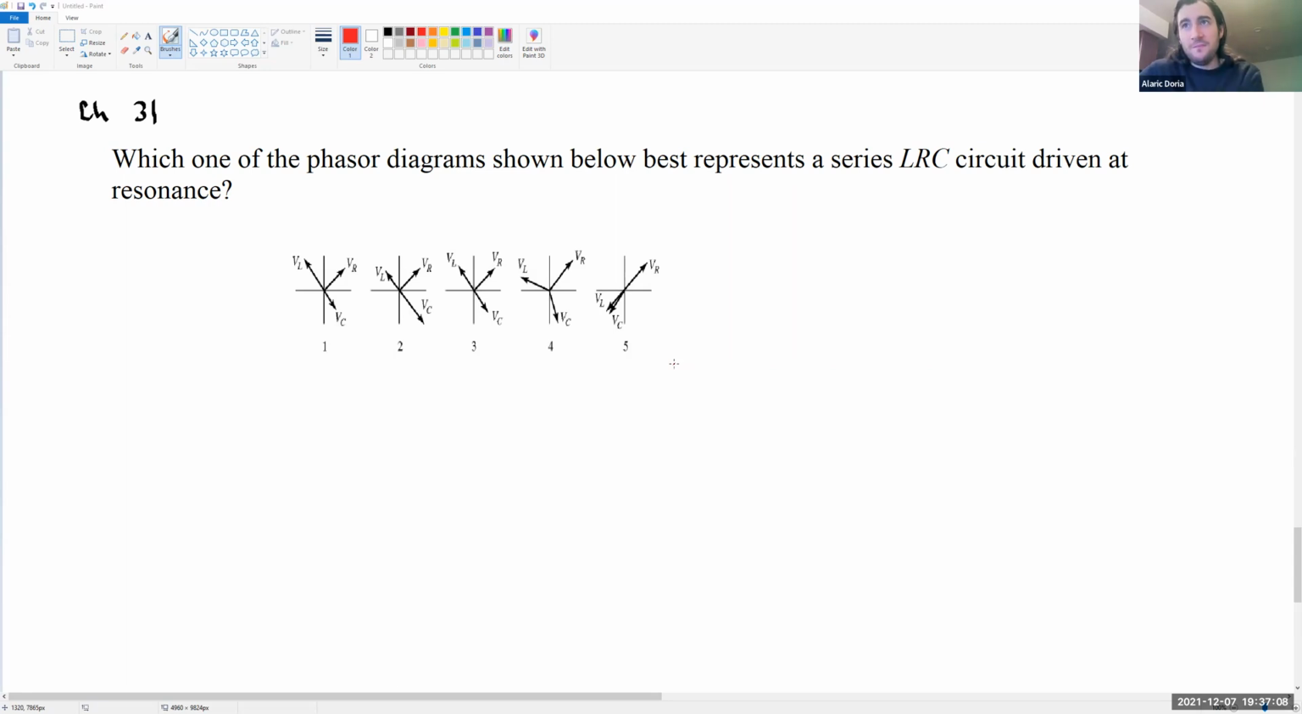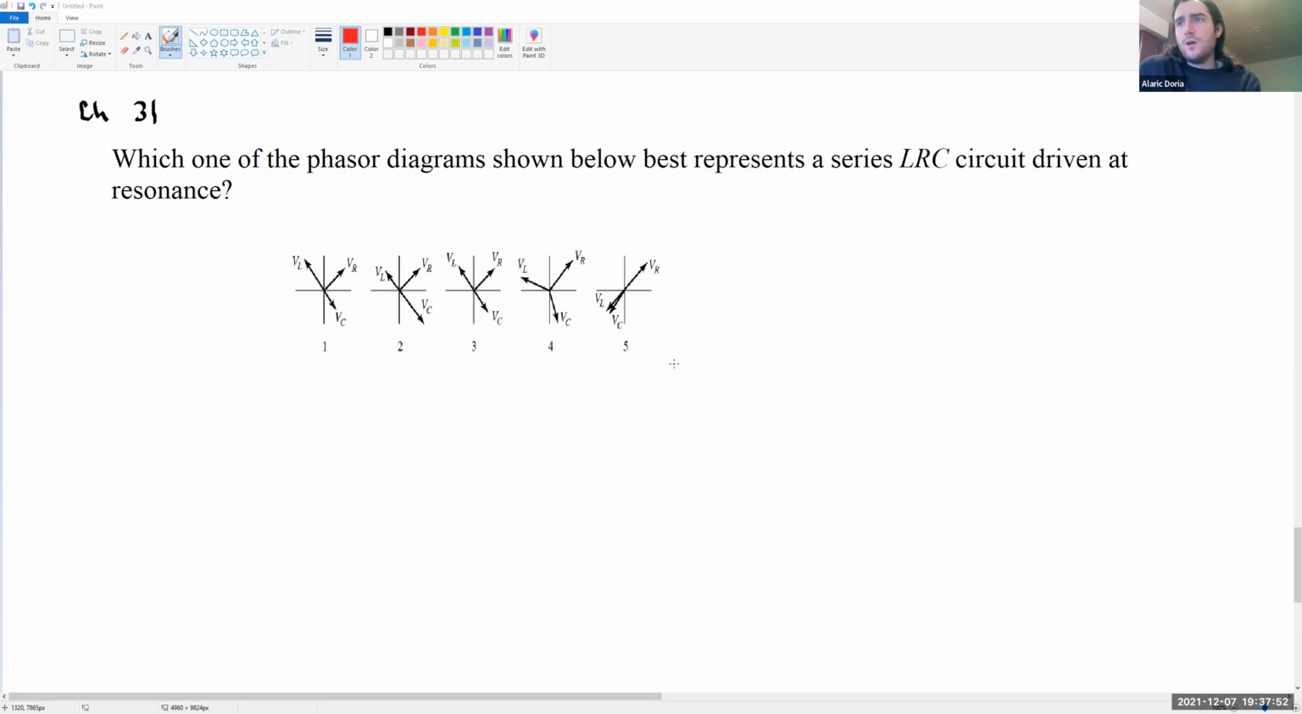Okay, so this question: which one of the phasor diagrams shown below best represents a series LRC circuit driven at resonance? Okay, so we have a couple choices here. I can just describe them a little bit. In choice 1, the voltage on the inductor is bigger than the voltage on the capacitor. In 2, the voltage on the capacitor is bigger than the voltage on the inductor. In 3, the voltage on the inductor and the voltage on the capacitor are the same.